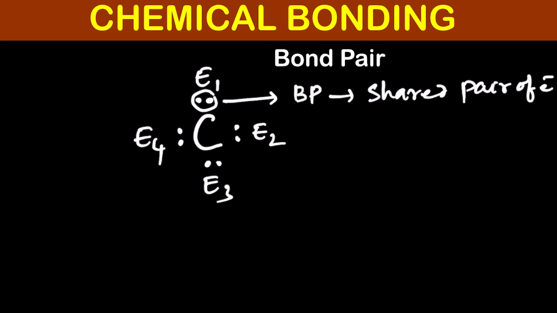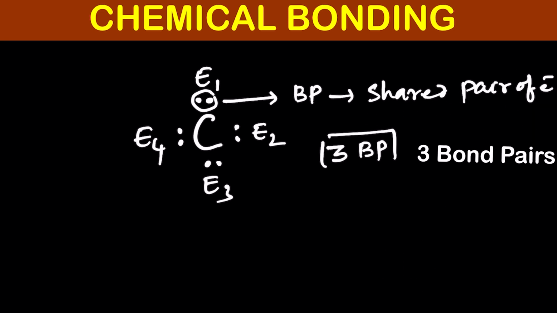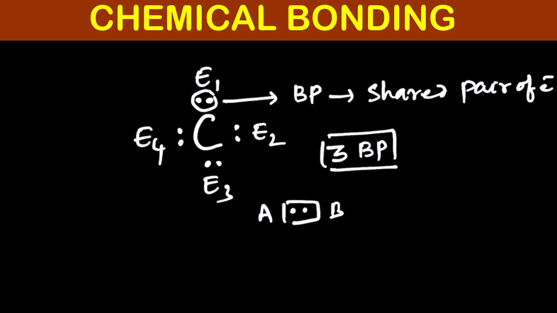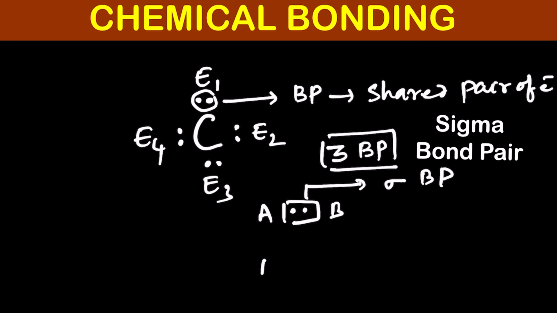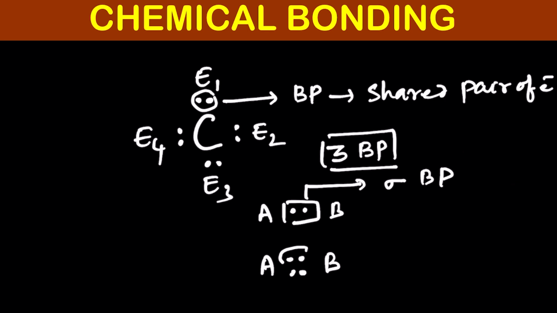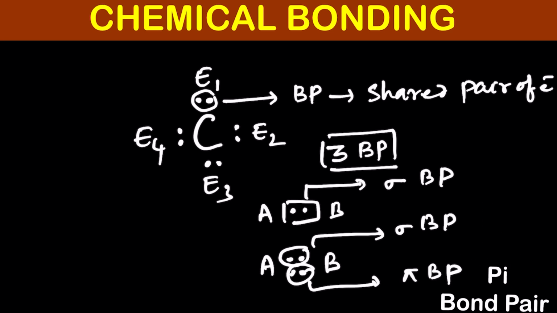Now, how many bond pairs can an atom share with another atom? The maximum number of bond pairs that an atom can share with a neighboring atom is 3 bond pairs. Again, you need to classify these bond pairs. If only one electron pair is shared between two atoms A and B, then we call this a sigma bond pair. Suppose two electron pairs are shared between the two atoms A and B, one electron pair will be called the sigma bond pair, the second will be called a pi bond pair.